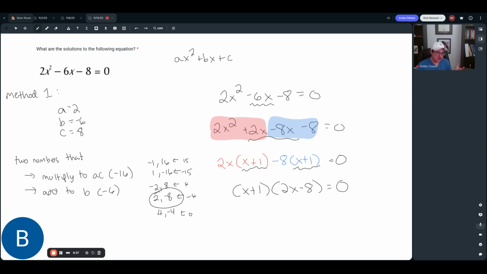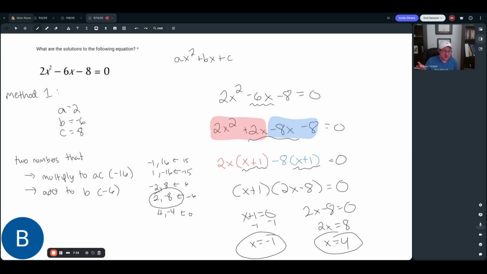So we're going to use something called the zero product property. It basically just says if you have two things that are being multiplied together and they're equal to 0, then either the first thing has to be 0, so either x plus 1 has to be 0, or the second thing has to be 0. And then you can just solve these equations separately. So solving this first equation for x, we would subtract 1 on both sides to get x equals negative 1. And solving this equation, we would add 8 to both sides, divide by 2 on both sides to get x equals 4. So you get two values for x, negative 1 and 4.